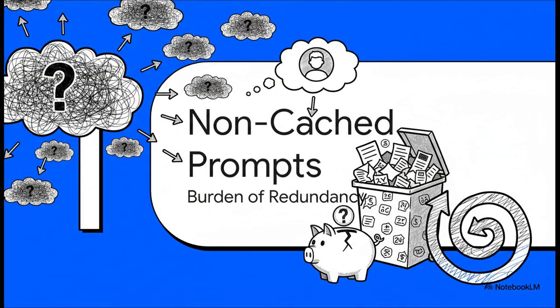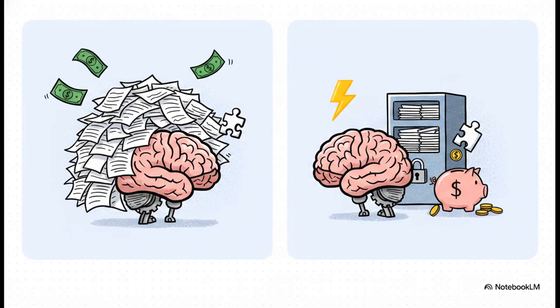Section 1. Non-cached system prompts, or what I like to call the burden of redundancy. Let's really agitate the problem here. Imagine you've got a customer support chatbot, and it's loaded up with a massive 50,000 token knowledge base. In standard processing, every single time a customer asks a simple 10-word question like, hey, where's my order? You are forcing the API to process all 50,000 of those background tokens plus the new 10 tokens every single time. It is a massive waste of compute and money.